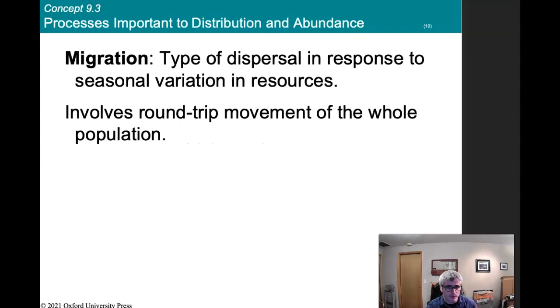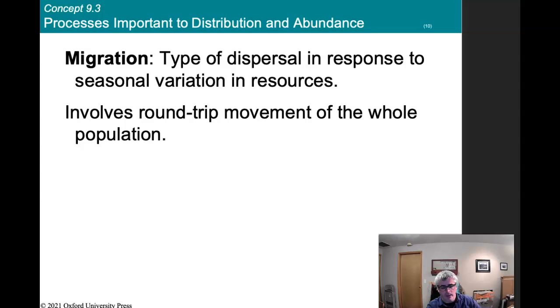And migration is a type of dispersal in response to seasonal variation in resources and involves a round-trip movement of the whole population. The largest migration on Earth actually happens every day. It's called diel vertical migration, where fish that live in the ocean during the day live down deep and then at night move up. Fish and copepods and other zooplankton. And that's a massive biomass that moves every single day up and down.